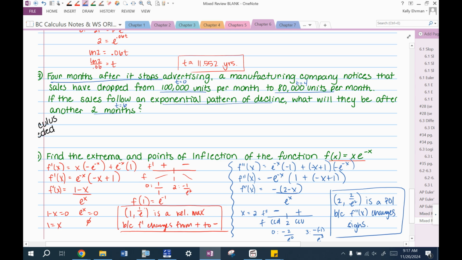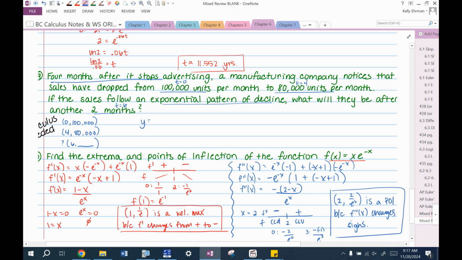So we still don't need calculus. We need pre-calc skills. So we have these ordered pairs to work with. 0, 100,000. And then we have 4, 80,000. And then we're trying to find 6 and whatever that's going to be. So now the 0 is the initial, and this pattern of exponential decline, that's, let's see, what are we talking about? Sales. So I'm just going to call it y, whatever.